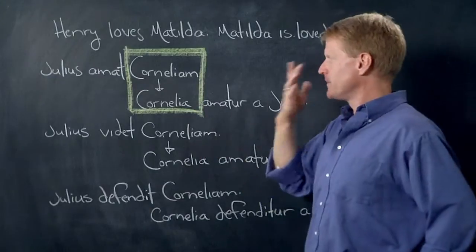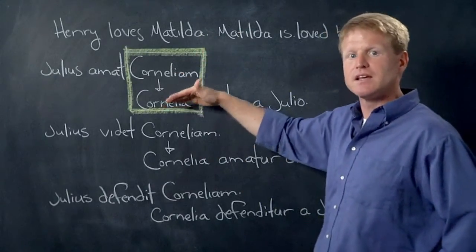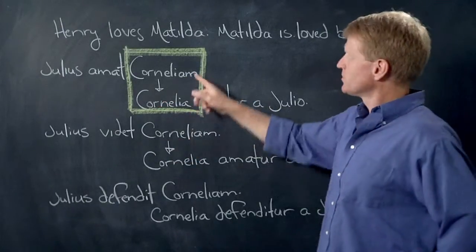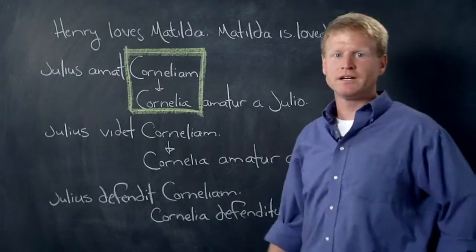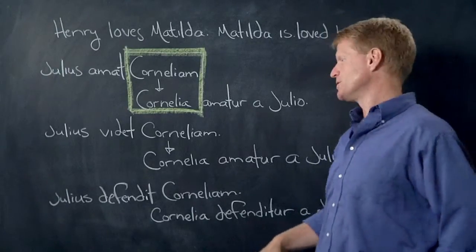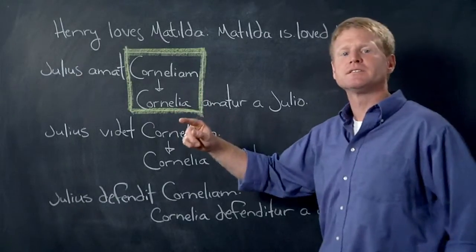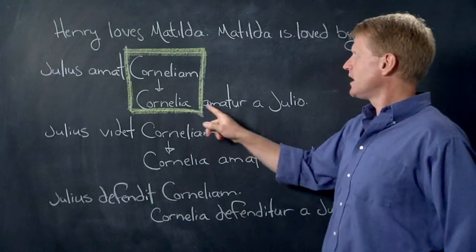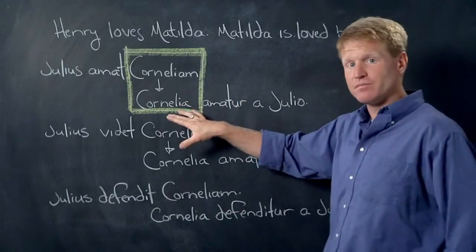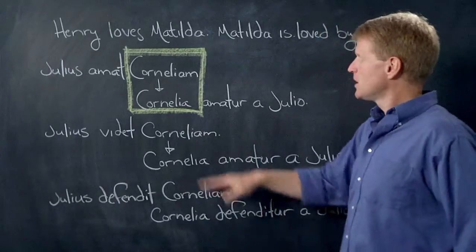Julius amat Corneliam. To make this passive, let's make Cornelia the subject of the sentence. Now when Cornelia is the subject of the sentence, she's going to be in the nominative case. So we're going to get rid of the M and leave Cornelia alone, put her name back to where it was as her parents originally intended it to be. And now we have Cornelia in the nominative case. She's the subject of the sentence. Cornelia amatur, she is loved. She's still receiving the action, even though she's the subject of the sentence. But that's because the sentence is passive.